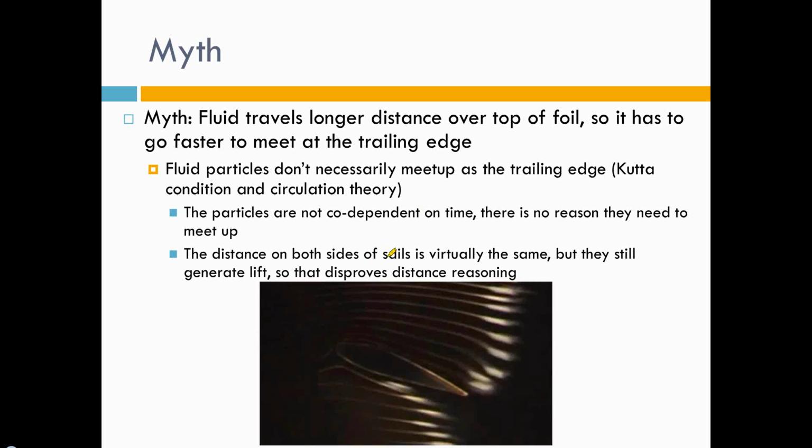The other reasoning, if you still don't believe me: think about the sail. You just have a fabric in the wind, in the fluid, and the distance on one side of the sail is virtually the same as the distance on the other one. The leeward side distance around is the same as the windward side if you follow the sail directly. We know from sailing that we're generating lift, but the distances are virtually the same. So right there, that kind of disproves that theory.